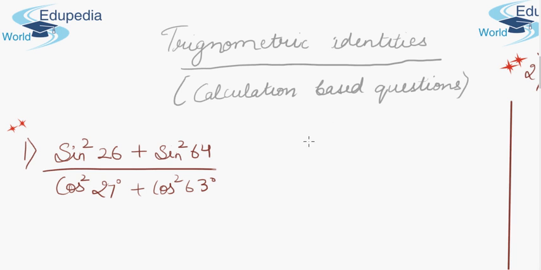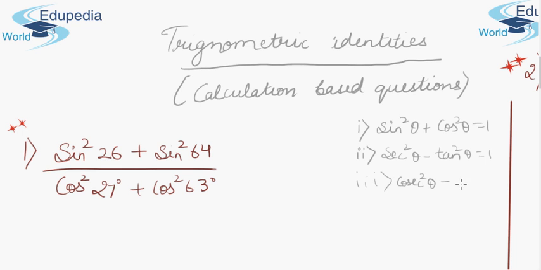So friends, let us rewind what we have learned in complementary angles and trigonometric identities. We have learned three identities. The first said sine square theta plus cos square theta equals 1. Second said secant square theta minus tangent square theta equals 1, where theta is the angle of interest. And the third identity said cosecant square theta minus cot square theta equals 1.